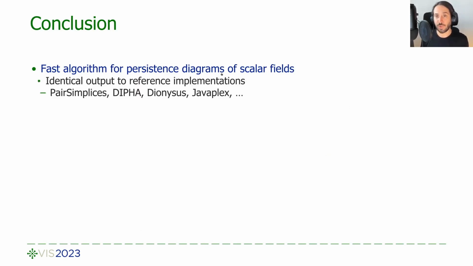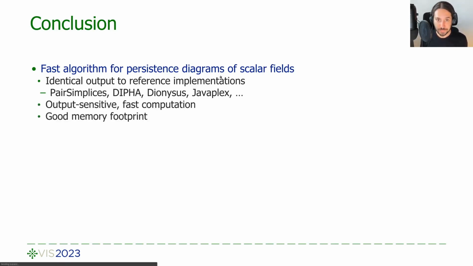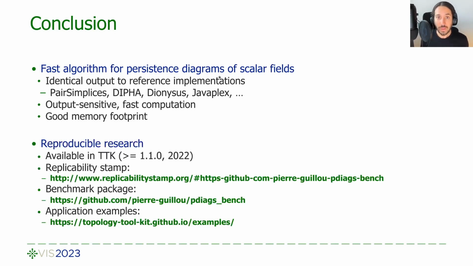Our implementation provides identical outputs to reference implementations, including our textbook implementation of the standard algorithm. Our algorithm is output sensitive and faster in practice than competing methods, and it also has a good memory footprint. And this research is reproducible. Our implementation is included in TTK, and it is now the default backend for persistence diagram computation. Our paper has been certified as replicable by the Replicability Stamp Initiative.